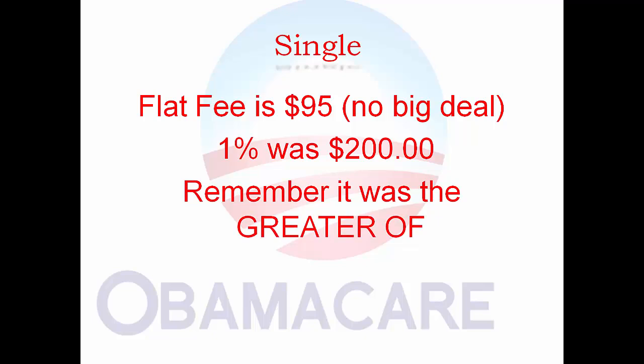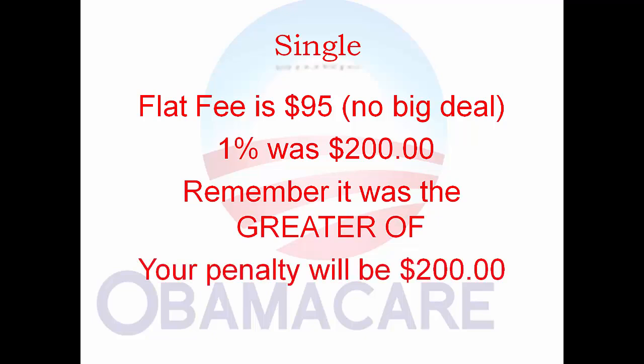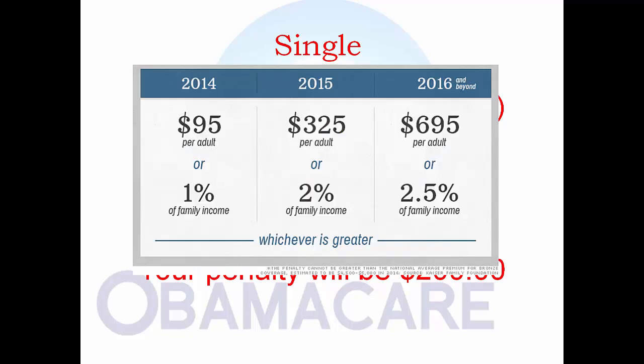Now, that's 2014, right? Let's take a look, because 2014 is pretty much said and done. But check out what happens in 2015, guys. We go from $95 per adult to $325 per adult. So it triples. And the percentage also increases from 1% to 2%.